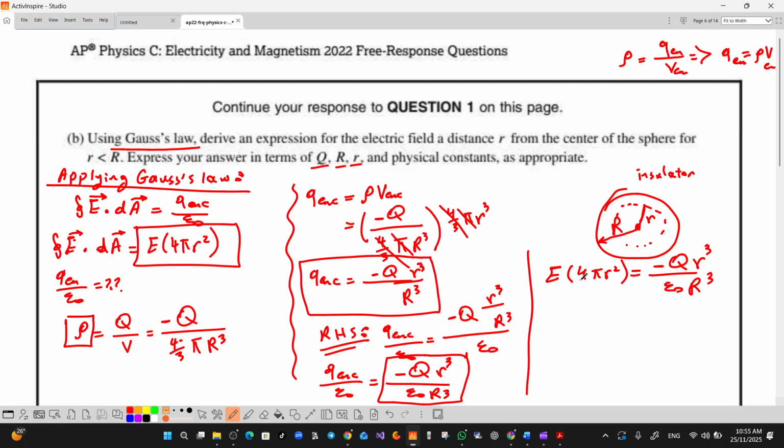Now let's move 4 pi r squared to the other hand side. We just divide both sides by 4 pi r squared, and we will get that E is equal to minus Q r cubed over 4 pi r squared epsilon zero R cubed. Now we can cancel r squared with r cubed, but we will still have r in the numerator. And finally, the electric field will be written as minus Q r over 4 pi epsilon zero R cubed.